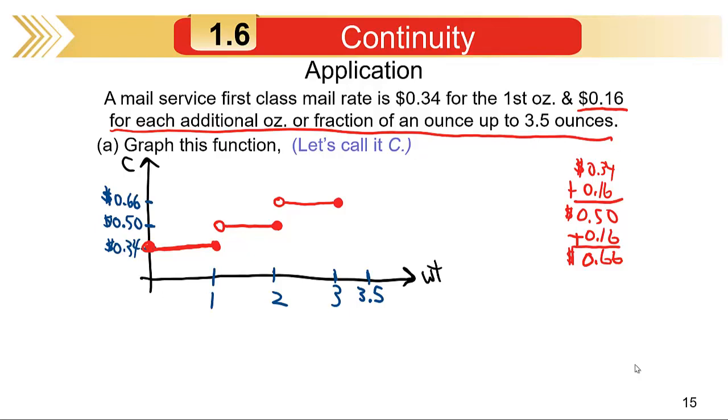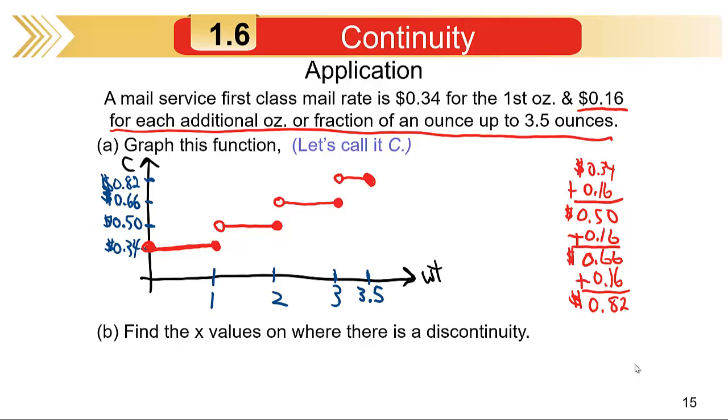And finally, you might think, well, I'll go from 3 to 4, but it said to stop at 3.5. So I add another 16 cents, which makes it 82 cents. But I don't run it all the way to 4 because it said to stop at 3.5. Technically, it doesn't say what happens at 3.6 or 3.7. It said to stop at 3.5. But anything that weighed 3.5 or 3.1, 3.3 ounces would be 82 cents to send. So there's the graph.